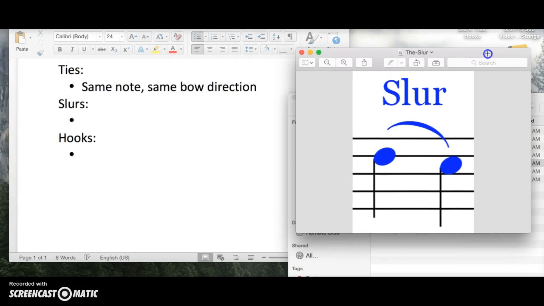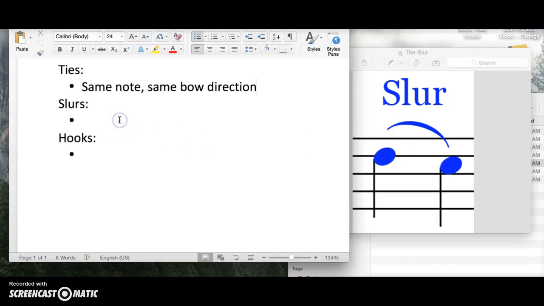Slurs are different notes. Notice that it starts on one line and goes to another. If the slur was on the same note, the same line or space, it would be a tie. But because it's on a different line or space, it's a slur. So just like my tie, it's the same bow direction, but it's a different note in the same bow direction.